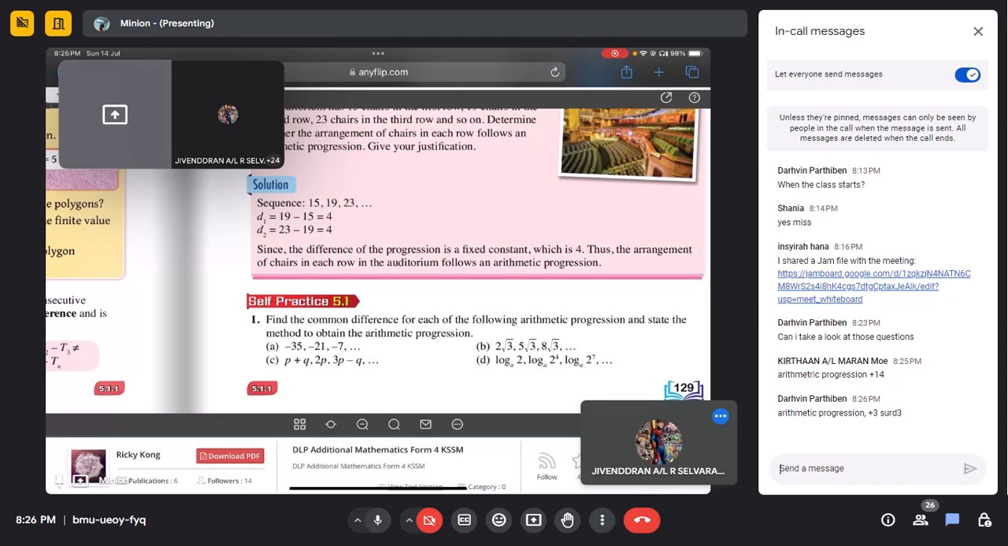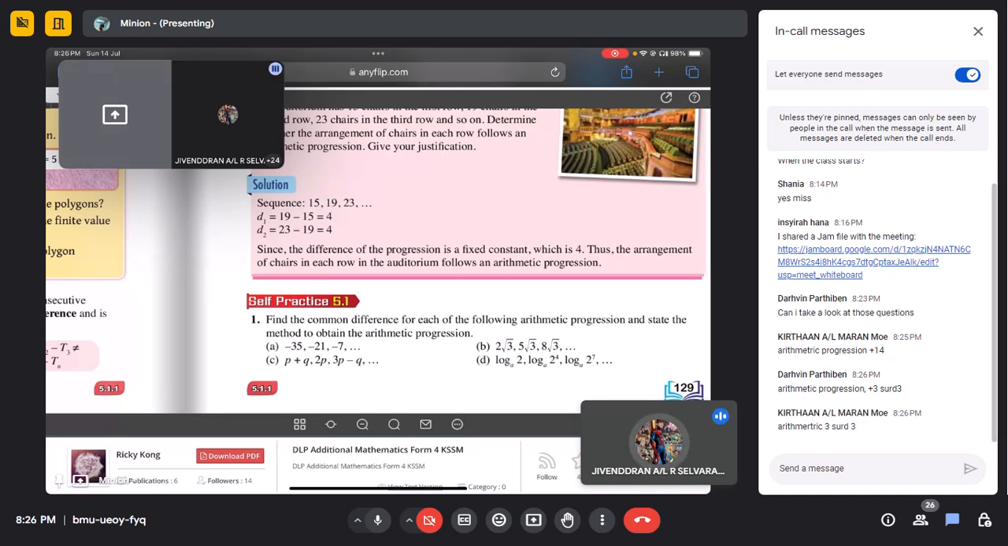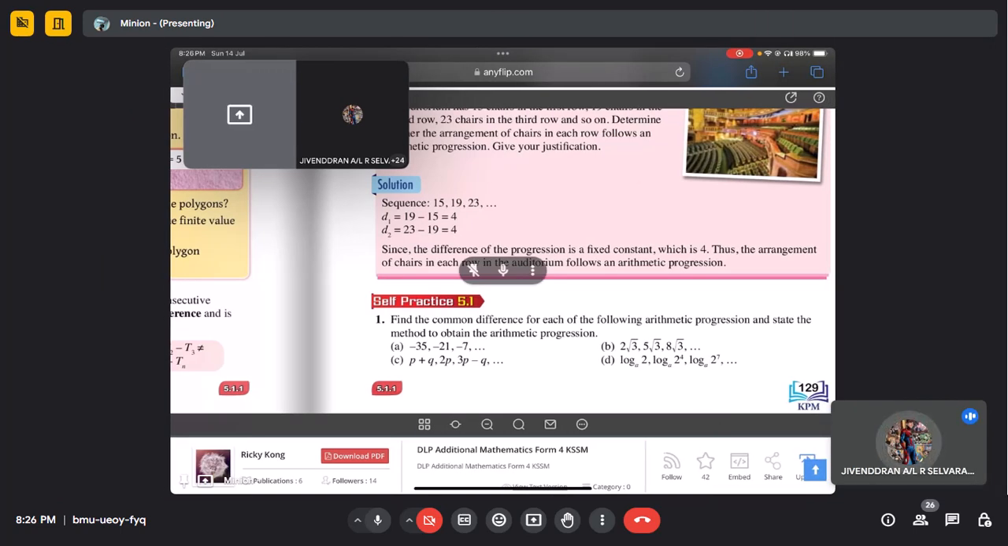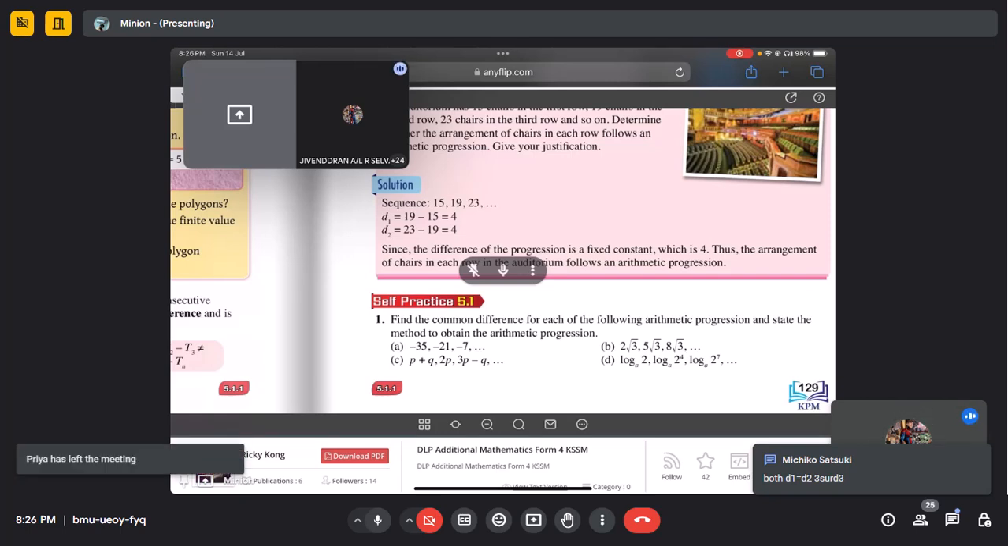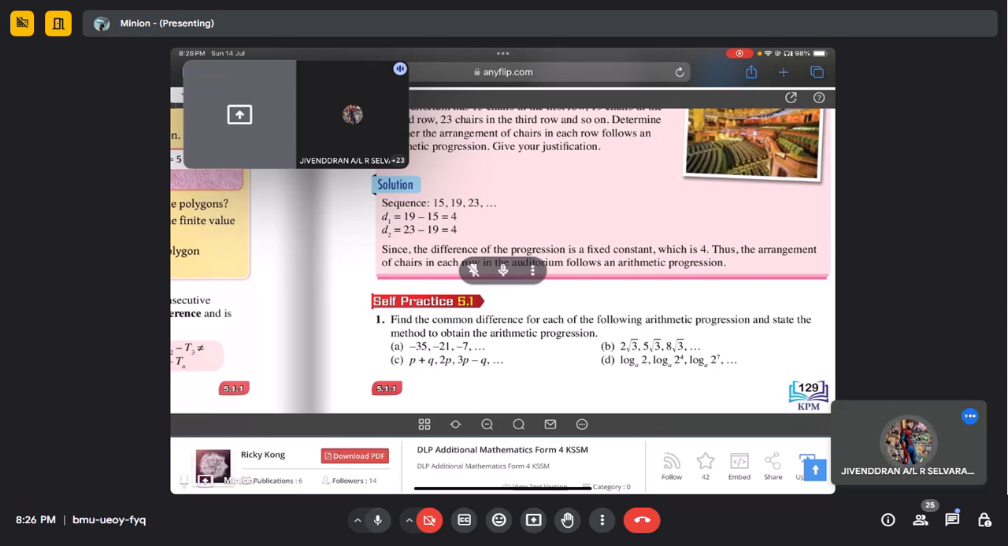Okay, correct, Darwin and Kirtan. It's correct because the surd is the same, so you can just take 5 surd 3 minus 2 surd 3, you will get 3 surd 3, and 8 surd 3 minus 5 surd 3, you will get 3 surd 3. So both of the common differences are the same, so it's an arithmetic progression. Good job, both of you, or whoever replied.